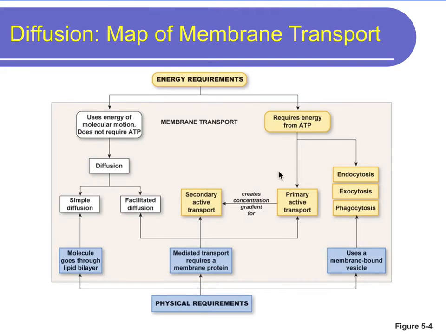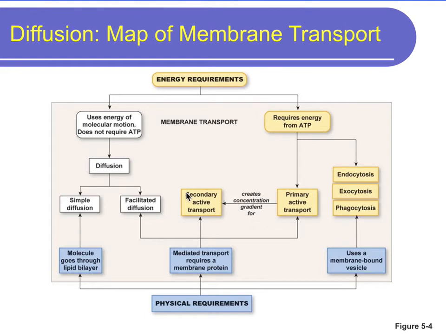Then we have forms of movement where energy is required. The first being primary active transport. So the example of primary active transport will be our sodium-potassium pump. To pump sodium and potassium, ATP is required. So that's an example of primary active transport.